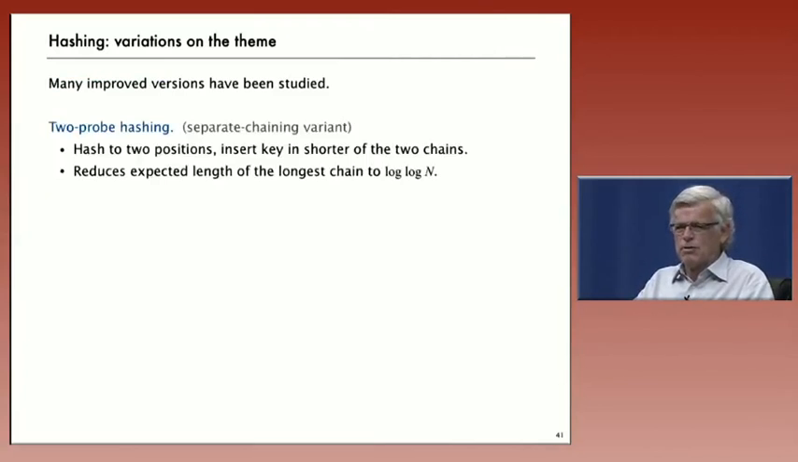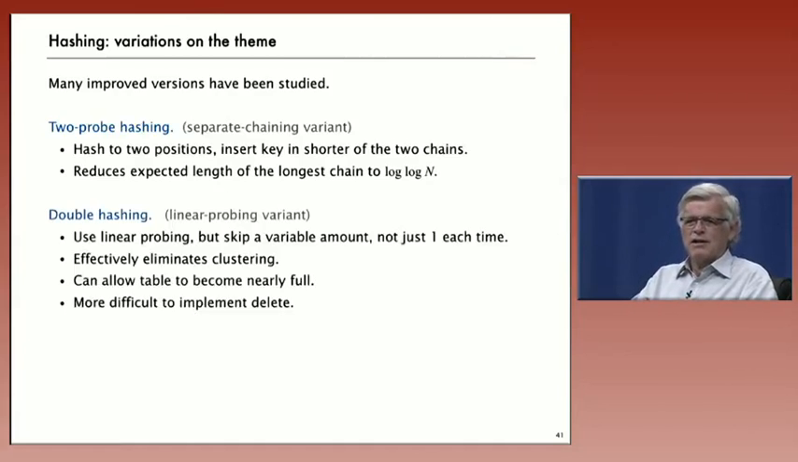I mentioned the two-probe or double hashing version. Another way to use two hash functions is just to hash to two positions and put the key in the shorter of the two chains. In that case, the expected length of the longest chain will be log n, which is quite an improvement. You get constant time expected and log n worst case.